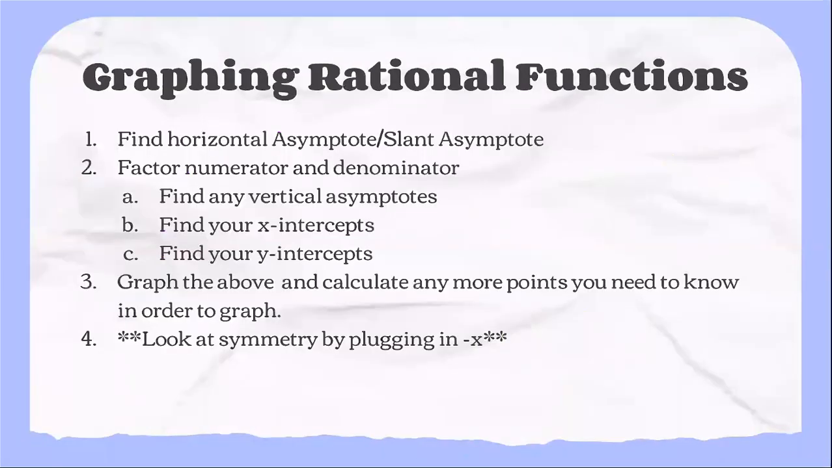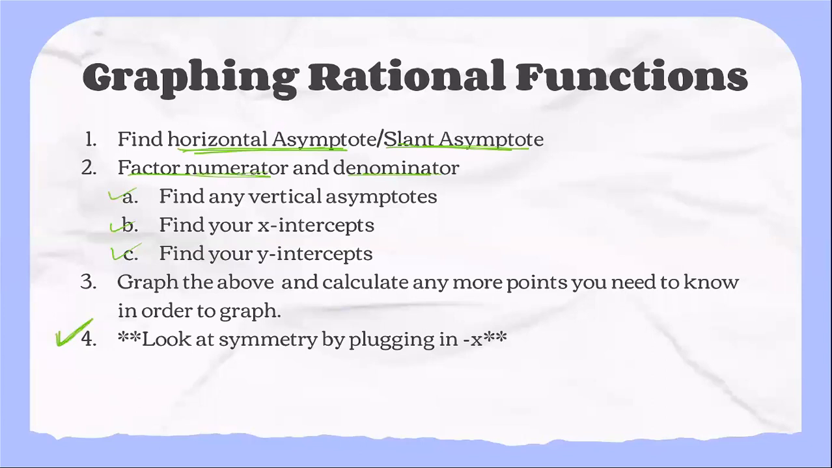All right, so let's look at actually graphing these. I know we just sketched it, but let's look at what it looks like to graph it. The things that I usually find to graph are going to be the horizontal asymptote or the slant asymptote. I also then will factor. I find those first because I think those are easier to find without them being factored. So I find the horizontal asymptote, I find the slant asymptote, then I factor both the numerator and the denominator, and then I find any vertical asymptotes, my x-intercepts, and my y-intercepts. And then I graph the above and calculate any more points that I really need to know.